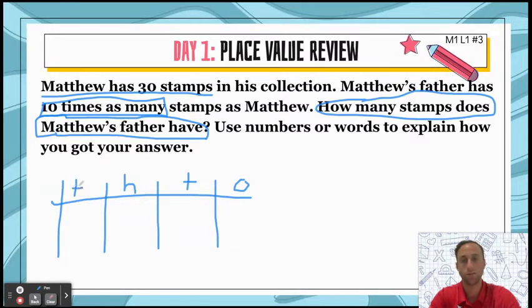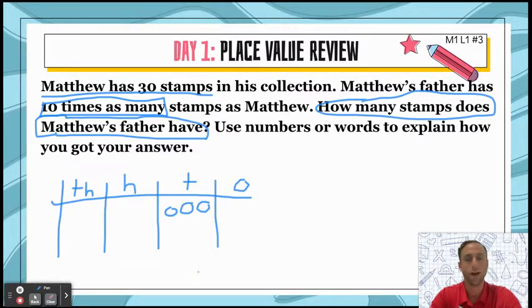So in order to differentiate this T from the T in the tens place, I'm going to put TH for thousands. Matthew has 30 stamps. So I'm going to represent that with 3 circles in the tens place. Each circle here represents 10. Each circle has a value of 10. So here I have 10, 20, and 30. That is exactly what Matthew has in his collection.